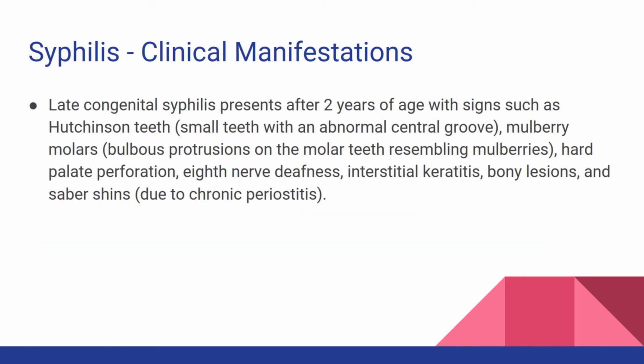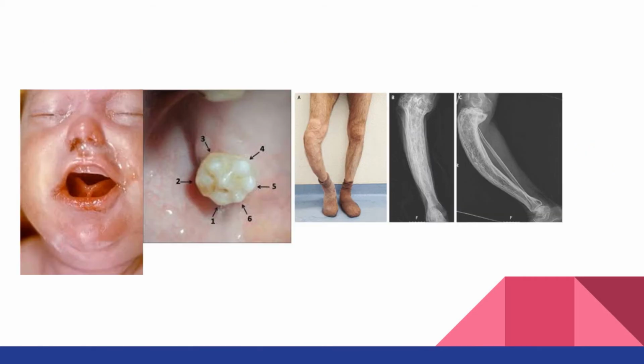Late congenital syphilis will then present after 2 years of age. It can have such things as Hutchinson teeth, mulberry molars, hard palate perforation, eighth nerve deafness, and a number of other symptoms as well. Interestingly, there is Hutchinson's triad, which includes blunted upper incisors, interstitial keratitis, and eighth nerve deafness.